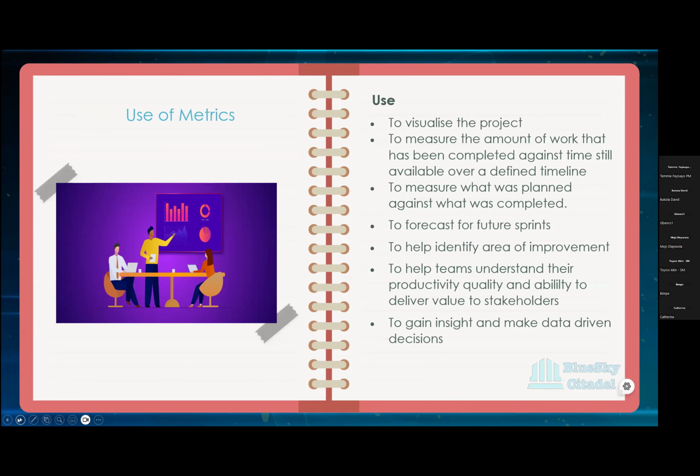Okay, so what do we use them for? Why do we need them? They visualize the project for us. We look at every sprint as we're walking along. It gives us metrics, workflow and progress of how things are going. You can also use it to measure the amount of work that has been completed against time still available over a defined timeline. So you're looking at how the team is working. It gives you information: this is where the team is, this is the percentage of what has been completed.